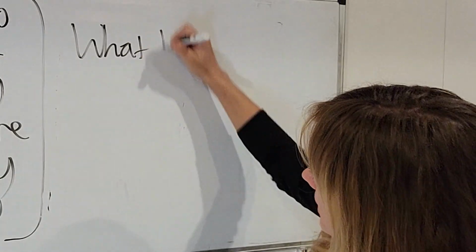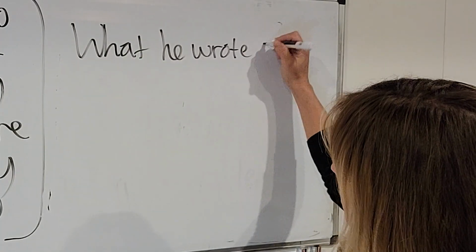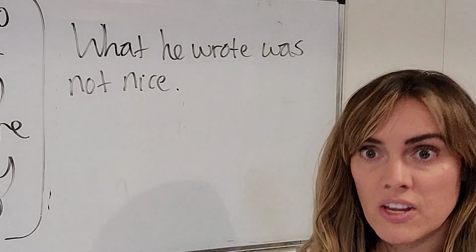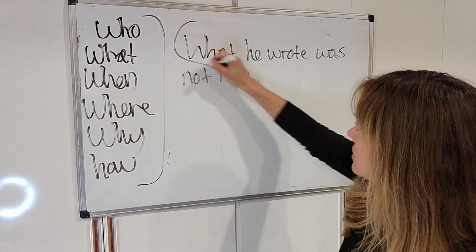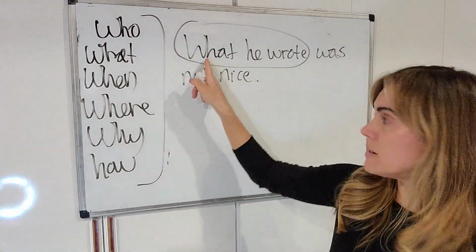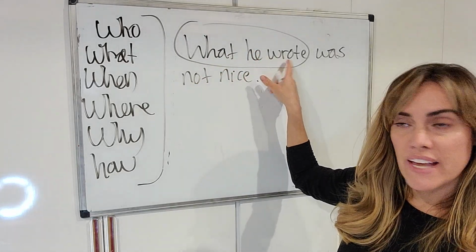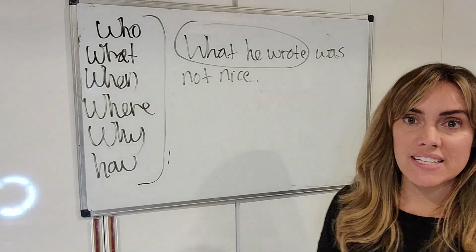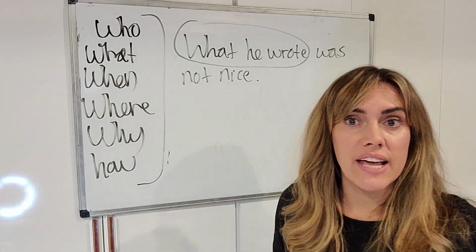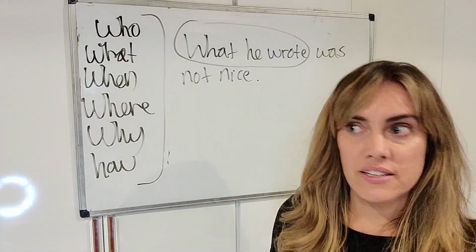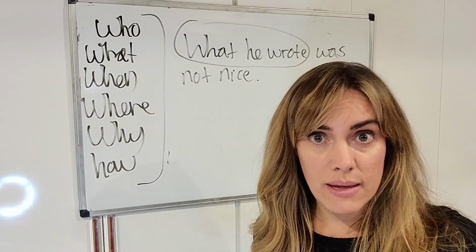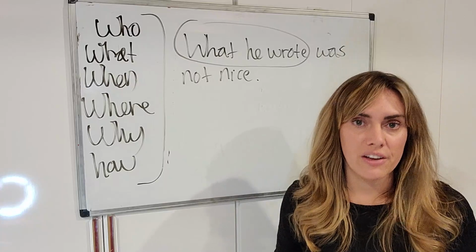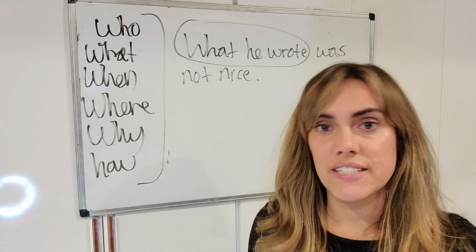What he wrote was not nice. Okay, what he wrote. That's the noun clause. WH word, subject, verb. It's acting like one big noun. What he wrote was not nice. You could replace that noun clause with a noun. You could say, the letter was not nice. The essay was not nice. The email was not nice, right? So you can also use a noun clause. So here's an example of it coming as the subject at the beginning of a sentence.